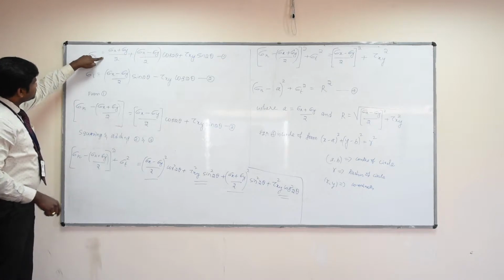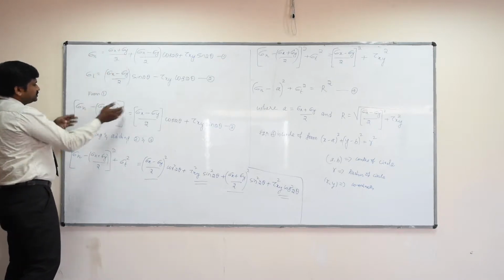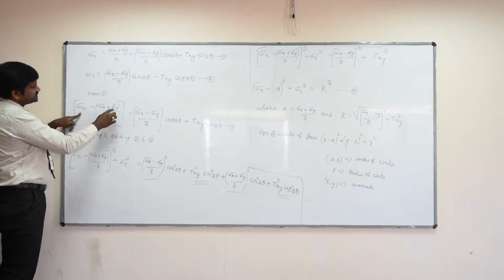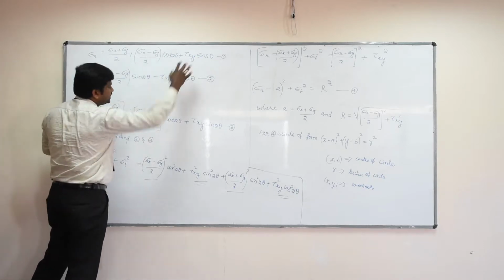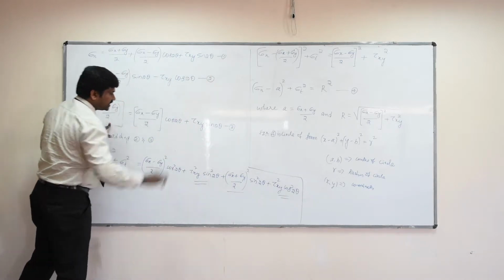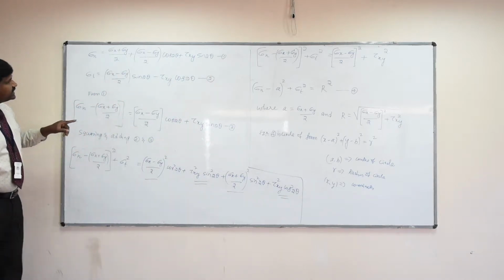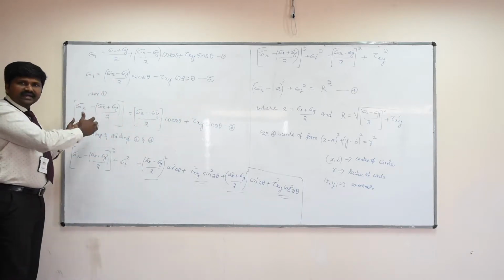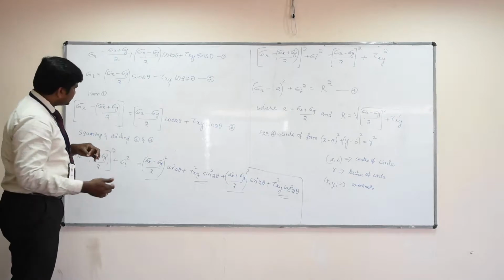Taking this part to the left hand side, sigma n minus sigma x plus sigma y by 2 is equal to the remaining part of equation 1. So that I am calling equation 3. Now squaring and adding equation 2 and equation 3, the left hand side is squared and added and the right hand side is squared and added separately.